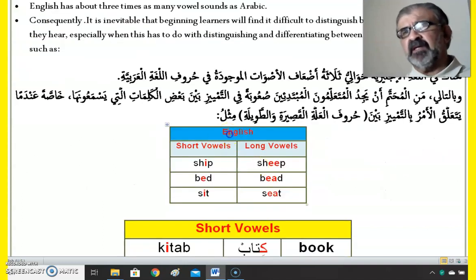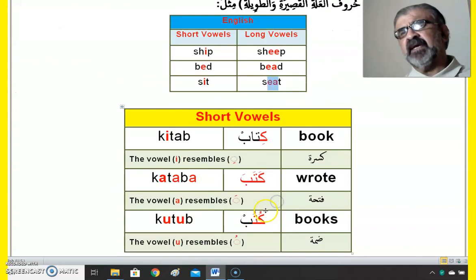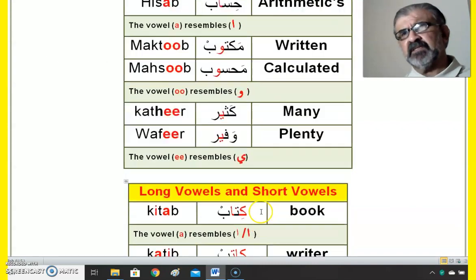Let's start with English. The short and long vowels. Ship, sheep, bed, bead, set, seat. As for Arabic, there are 3 tables.